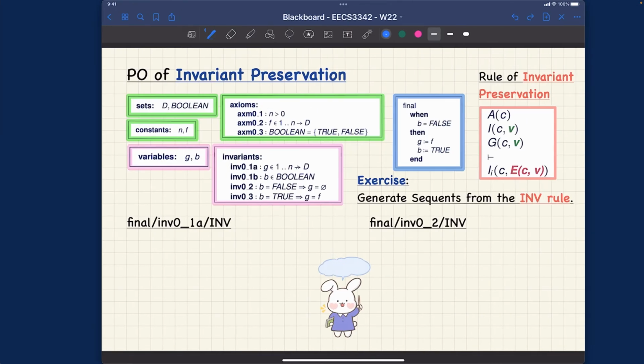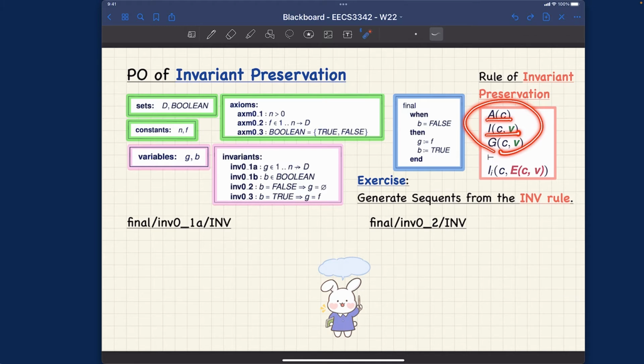So we are trying to prove invariant preservation. What sequent do we need to formulate? Let's recall the rule for the proof obligation. For the hypotheses, we have to include the axiom, the invariant condition. You might be wondering, should it be abstract invariant or concrete invariant? If you're wondering about that, that means you have a little bit of confusion over here.